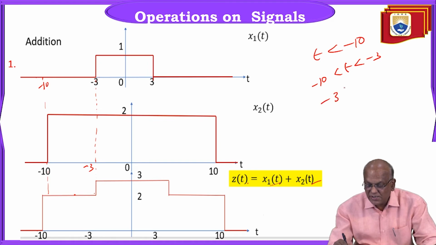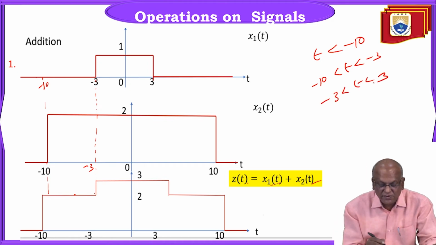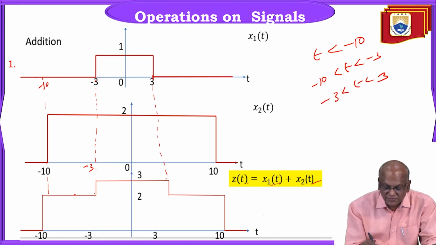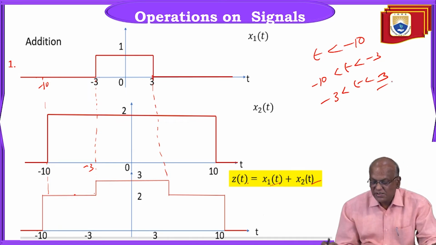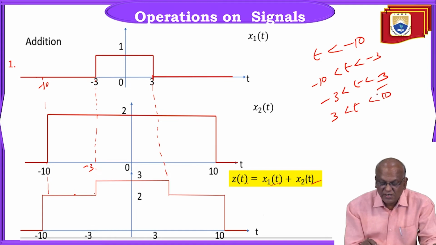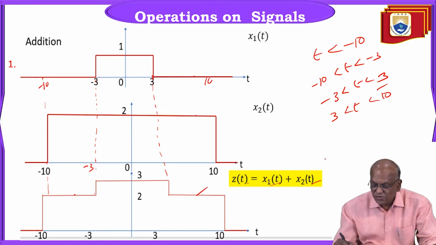Between the interval of minus 3 less than t less than plus 3, x1(t) equals 1, whereas x2 equals 2, and 2 plus 1 equals 3, between minus 3 and plus 3. And for t between 3 and 10, x1(t) equals 0, and 0 plus 2 becomes 2. So z(t) equals 2.